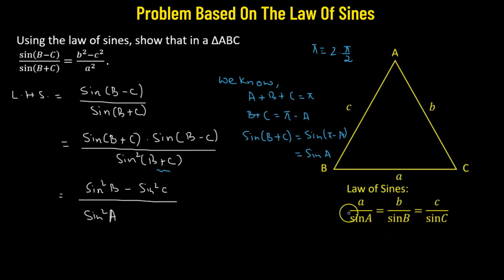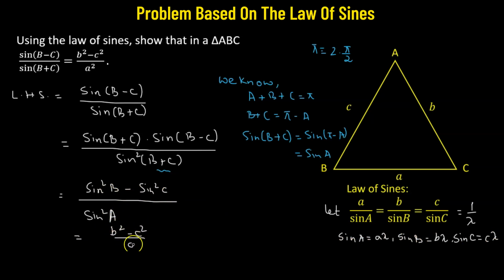Now, using the law of sines, let's say this ratio is equal to a constant, 1 over lambda. In that case, sine of A will be equal to a times lambda, sine of B will be equal to b times lambda, and similarly sine of C will be equal to c times lambda. So we can substitute these three values in place of sine A, sine B and sine C, and we will finally get (b squared minus c squared) over a squared. So this is the expression on the right hand side. Hence we have successfully proved the given problem.